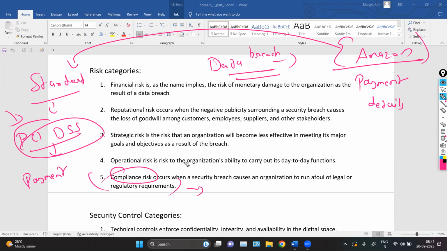We cannot say that. So now you have to face the prosecution for that. You have to answer in the court, and the court will take legal actions against you. For example, the court will fine your company with penalties. You have to pay the penalties to the court, to the customers, etc. So that is compliance risk.